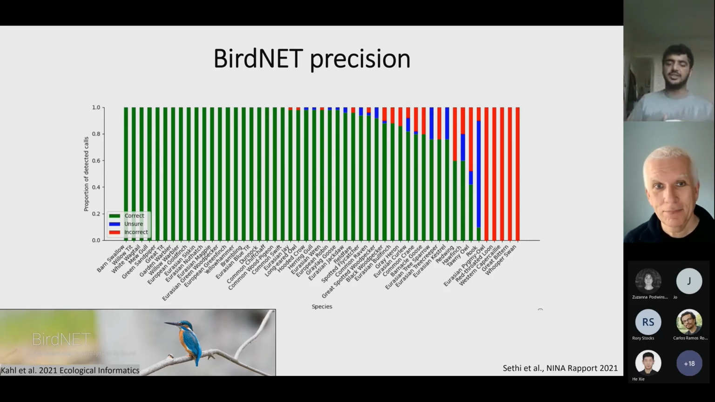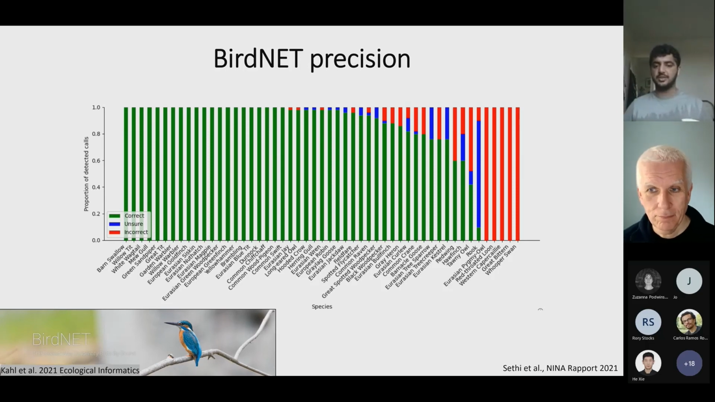But with this, it gives us an idea of what species we can trust the algorithm for and which ones we can't, so we can get rid of a lot of noise from our data set. And this whole process takes not much more than a week of that person's time, but it means that we can then exploit the 100,000 hours of data that we've collected to get reliable biodiversity metrics out.